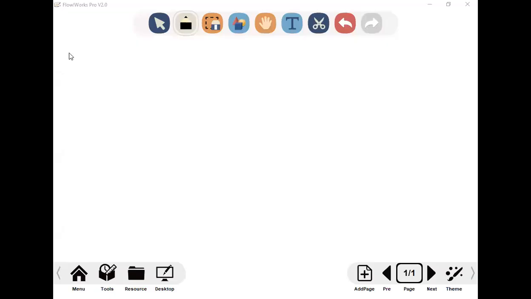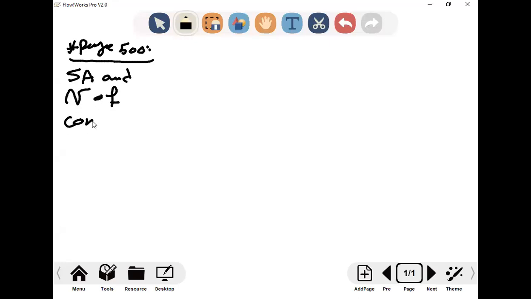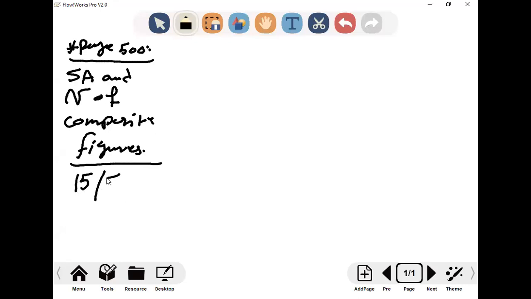So we are on page 500, surface area and volume of composite figures. And today is 15 February. Now let's start with example 2, page 500.